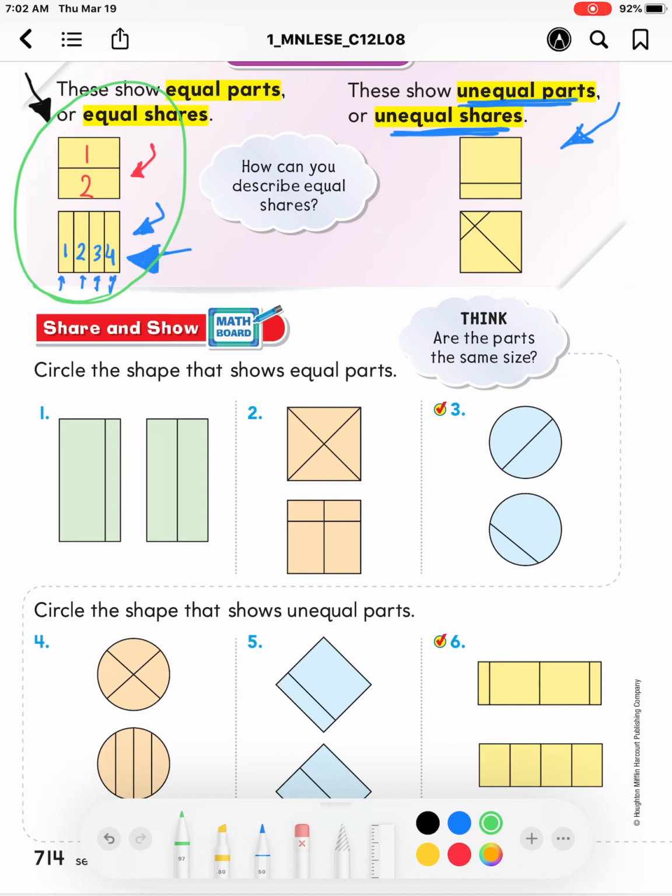So let's check this square. And I will color this part so you can easily see are they equal or not. So this is the first one. This is the second one. Okay. Do you think those are equal or unequal parts? Yes, excellent. Of course, unequal parts.